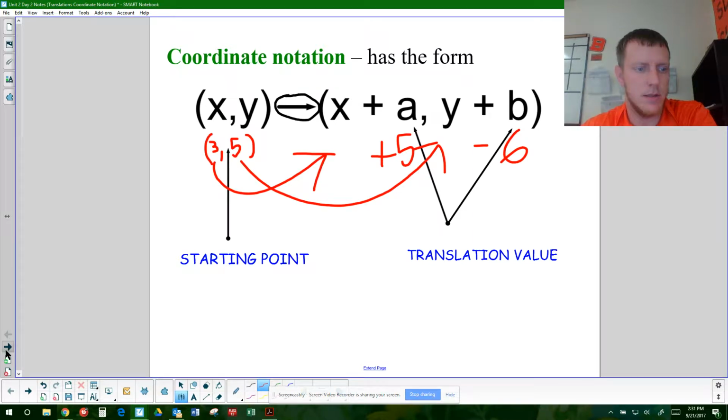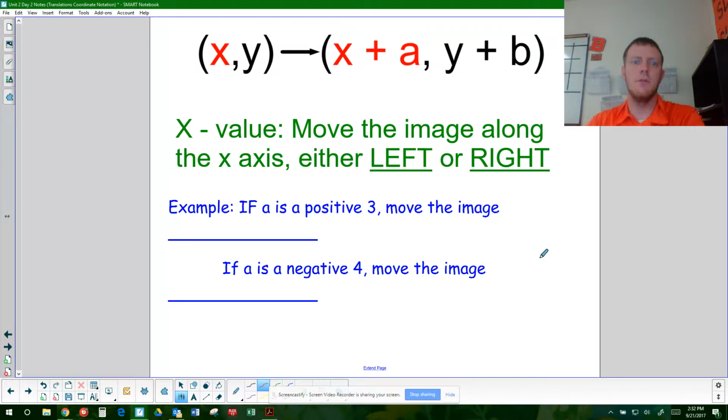All right, let's look at an example. The x value moves the image left and right. Think of a graph. What numbers or what variable goes left and right? x. So if you're adding, you're going to go to the right. If you're subtracting, you're going to go to the left. If a is positive, like a positive 3, you would move the image to the right. If a is a negative 4, it's negative. So what direction is negative? Left. So you would move it to the left.